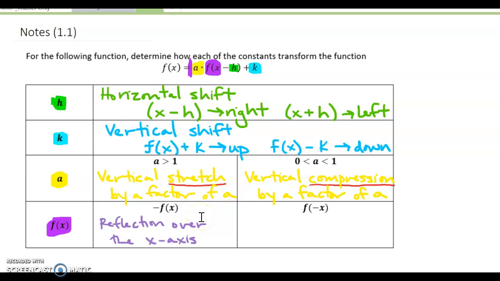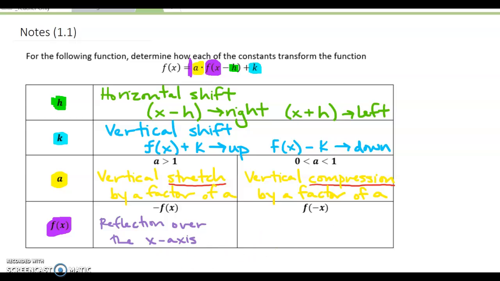Now there's one more transformation that I want to talk about, and that is, what happens if there's a negative inside the parentheses with our x? If the negative is being directly applied to our x and not just f of x, which represents y. I want you to make a prediction based on what we just talked about, in that a negative f of x is a reflection over the x-axis. What do you think f of negative x is going to do, what kind of effect is that going to have on our graph?